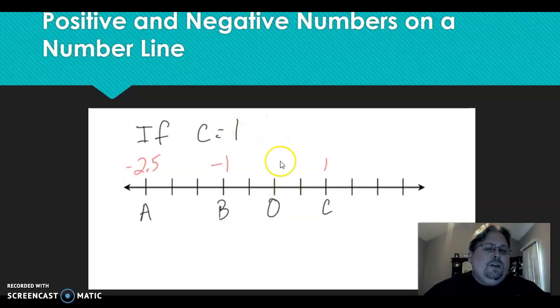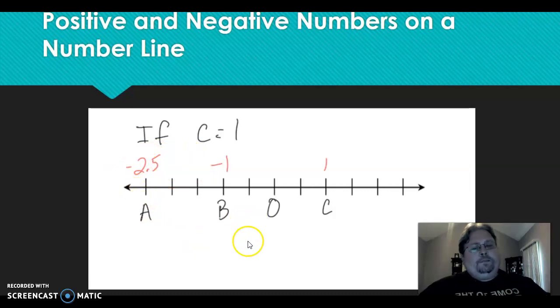What if C was 1? So each of these tick marks on your number line, instead of being 1s or 2s, are going to be halves. So here you have 1/2 plus another 1/2 is 1. So C is 1. And then we come over here, negative 1/2, negative 1. So B would be negative 1. Negative 1.5, negative 2, negative 2.5. So A would be negative 2.5. And it does not matter how you type these in. If you put decimals or fractions, it's fine either way.